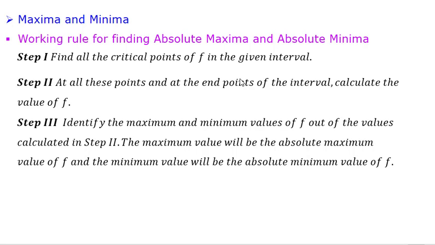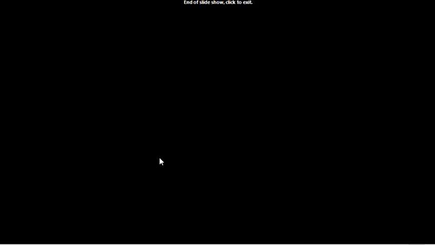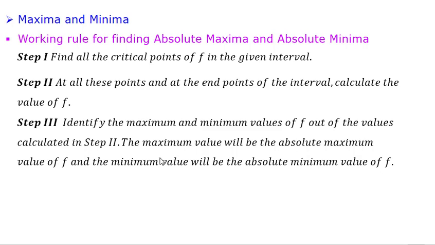So in step number 2 we have found the value of the function at all critical points. Also we have found the value of the function at the endpoints. Then I will examine which value is maximum, so that will be the absolute maximum, and which value is minimum, so that value will be the absolute minimum value. So this is how we will find the absolute maximum or absolute minimum value.